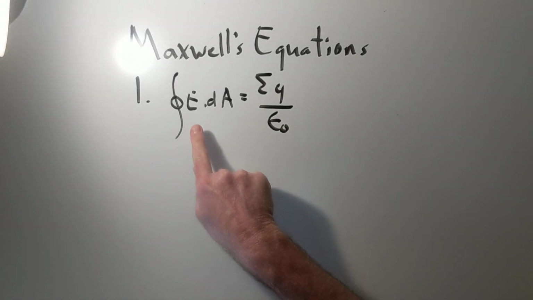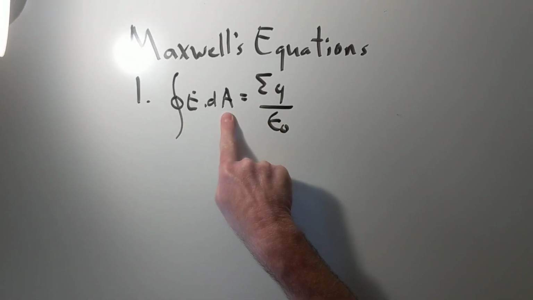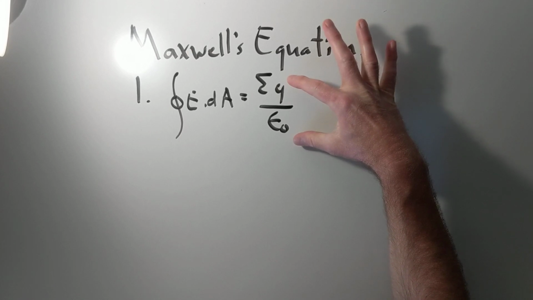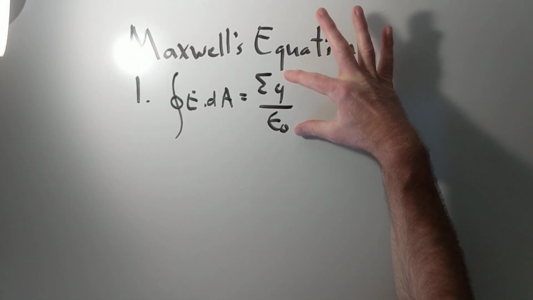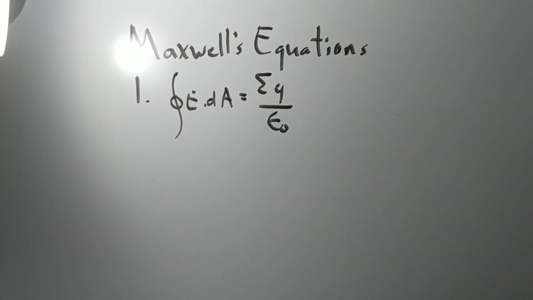It tells you that if you integrate the electric field over some surface, that is equal to the electric flux, which is also the same as the charge enclosed inside that surface divided by epsilon naught. Both sides of those are the flux.